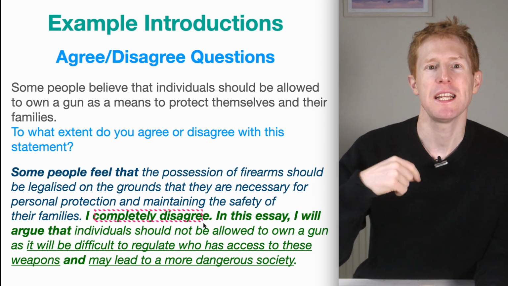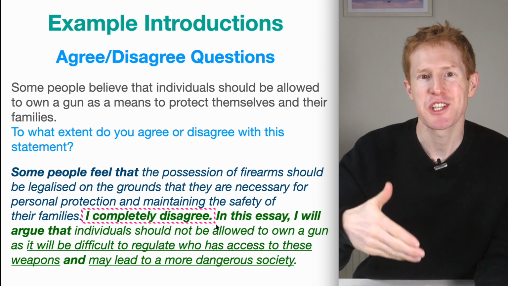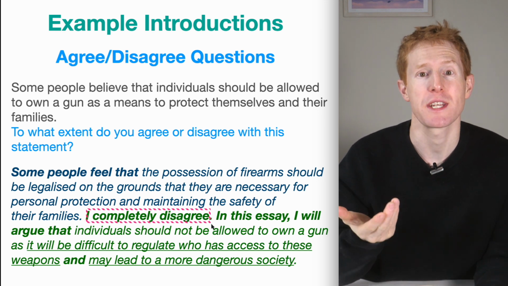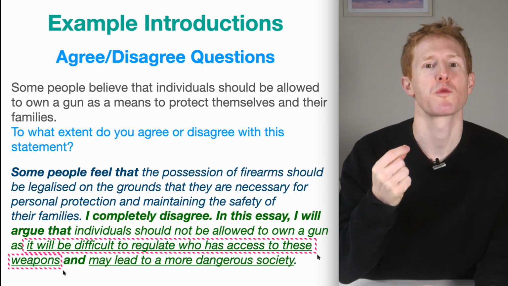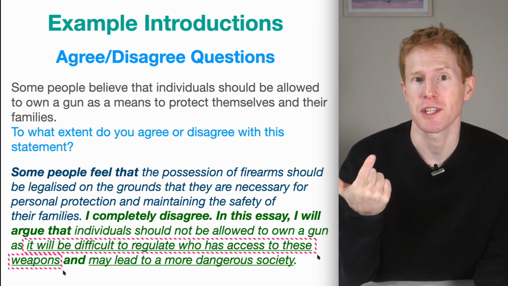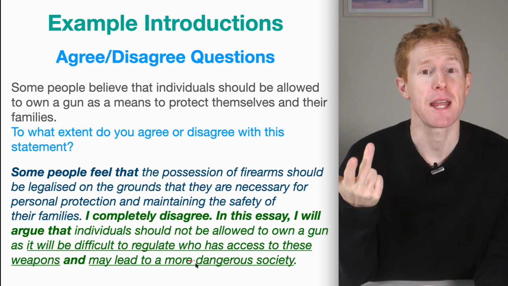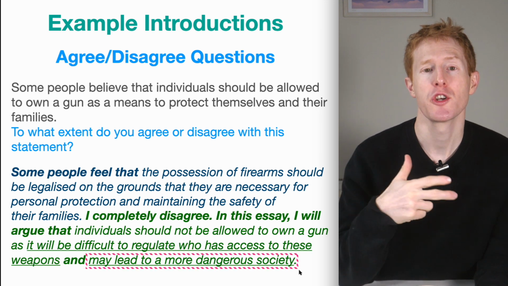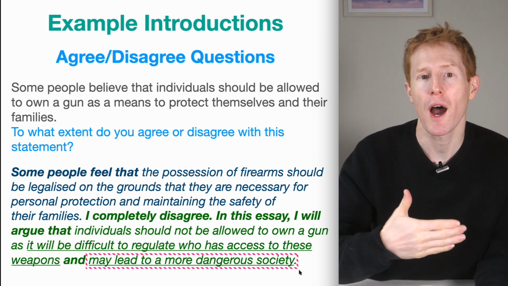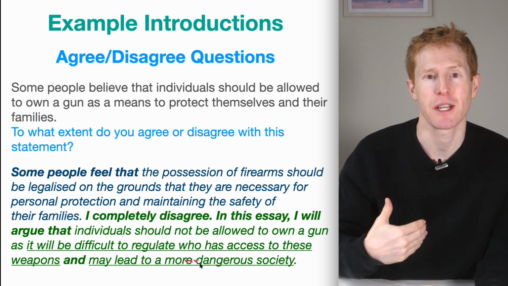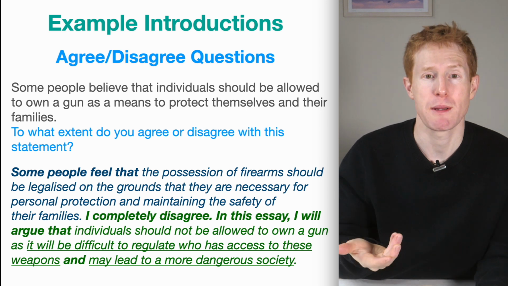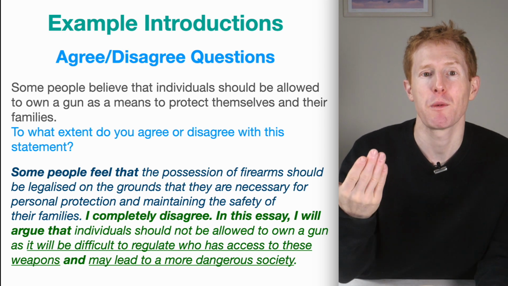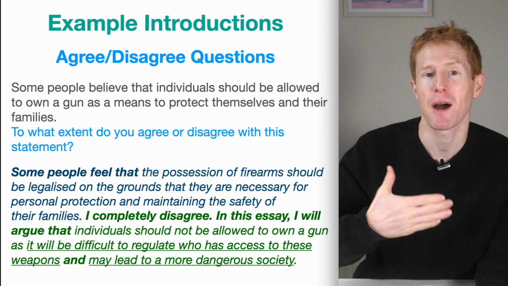So, "I completely disagree" clearly shows the examiner what my response is. And then the phrase "it will be difficult to regulate who has access to these weapons and may lead to a more dangerous society" shows the examiner why I completely disagree. Now, these are the ideas that I'm going to develop in my body paragraph, and the examiner will expect to see these ideas in my essay.